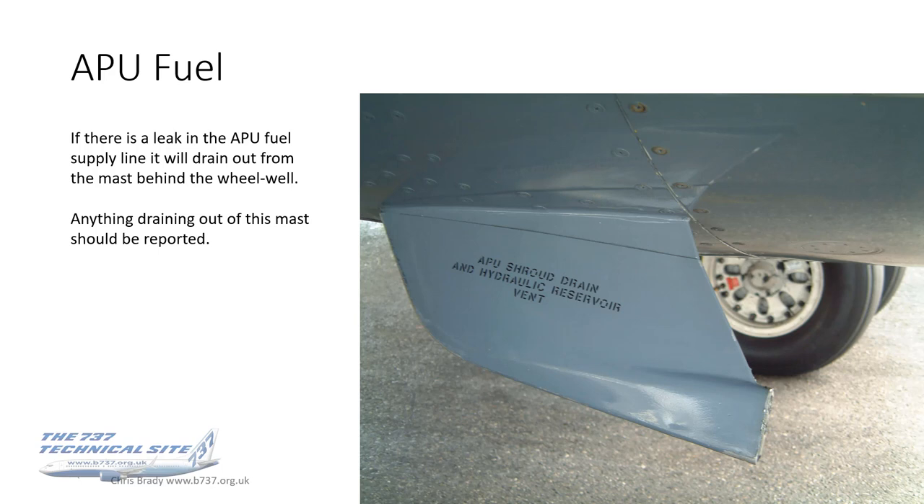Some of the drain masts we know are okay if we see things come out of them, the water drain ones in particular. You might see these running on a turnaround if somebody's using the sinks in the lavs. But this one you should never normally see anything dripping out of. So if you do, flag it up to an engineer.